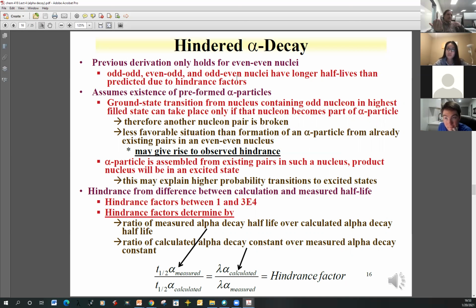Okay, let's look at an odd A nucleus, right? Where I've got an odd number of protons and an even number of neutrons, or vice versa. So one of those, the highest energy, let's say it's an odd number of neutrons. The highest energy neutron is unpaired. So in order to make that alpha particle, the pairing of the neutrons below it in energy needs to break. One needs to go up and make a pair, and then that alpha particle needs to form.